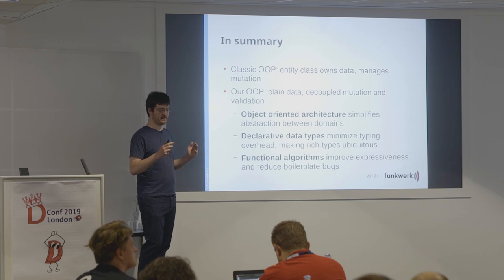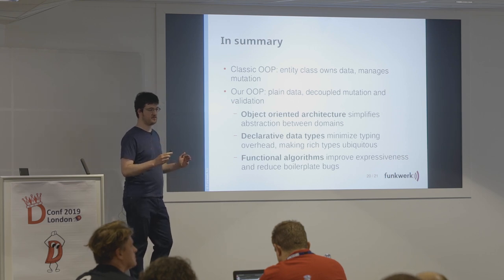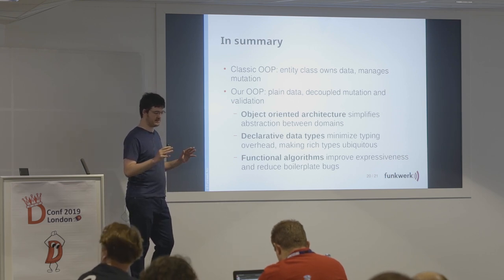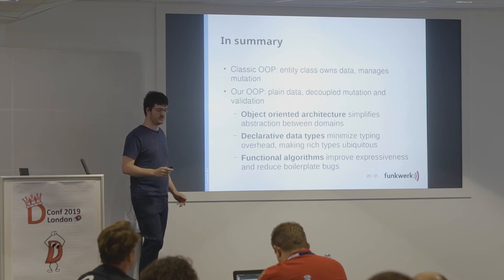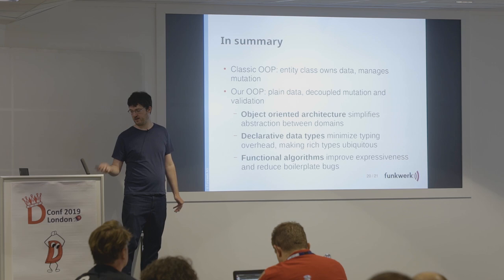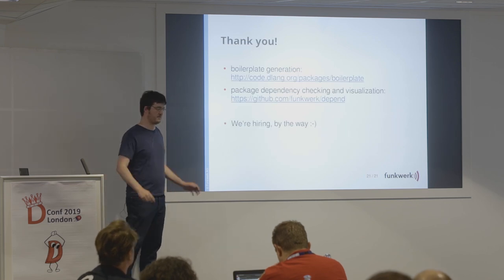And in summary, you get an object-oriented architecture. You use a very flat object orientation. You use declarative data types and use functional algorithms in order to improve your expressiveness. All right, that's it. Thank you.